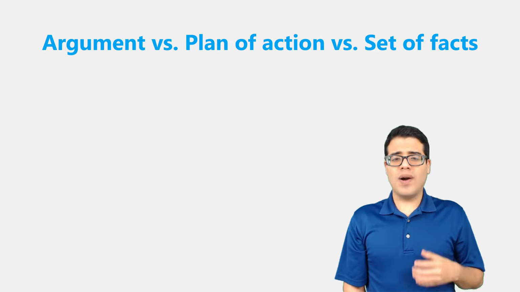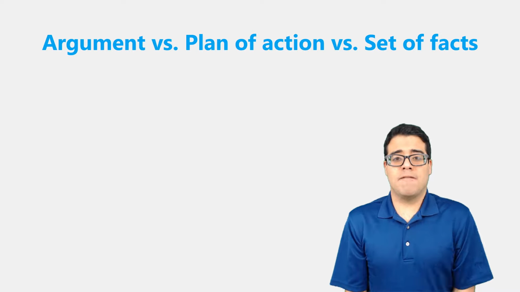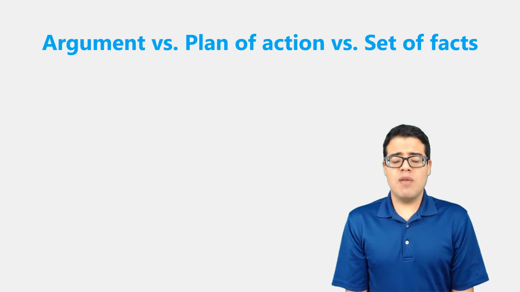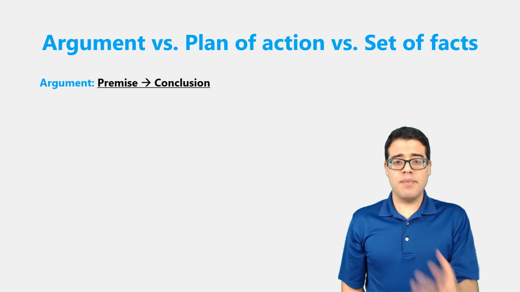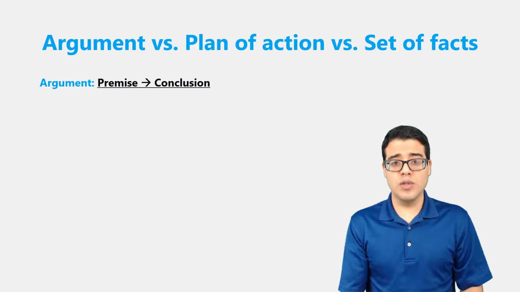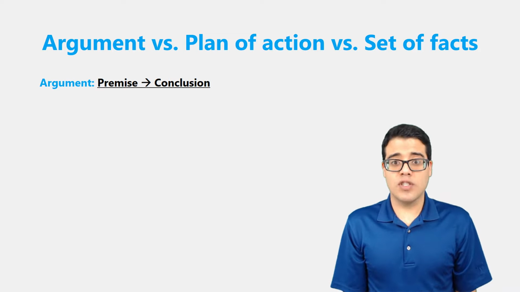So, what is an argument? What is a plan of action? What is a set of facts? Let's begin with the most important one, the argument. An argument is a premise that leads to a conclusion. The premise is evidence that supports the conclusion.